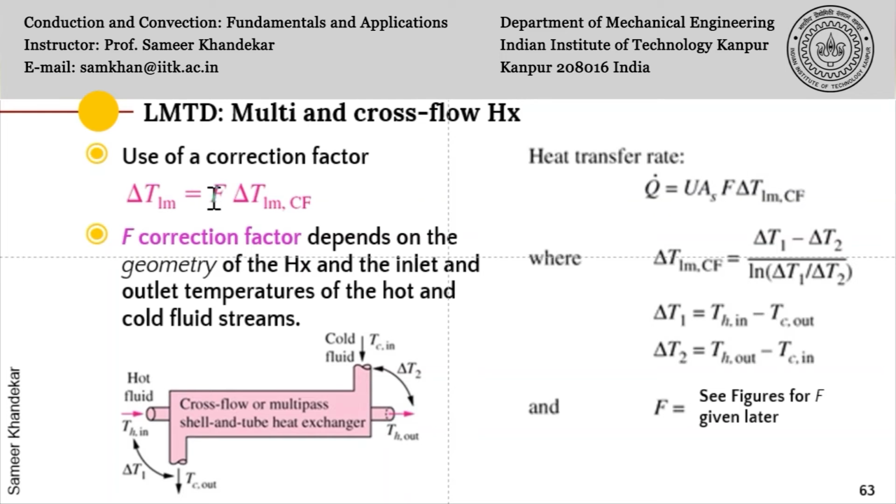So where do you get the F from? We will see some graphical results for F, and we can pick it up from there. I will just quickly tell you how to do that. So the heat transfer rate Q dot can be written as U A_s F delta T counterflow. So for an ideal counterflow heat exchanger, you first find the LMTD and then multiply it by F.